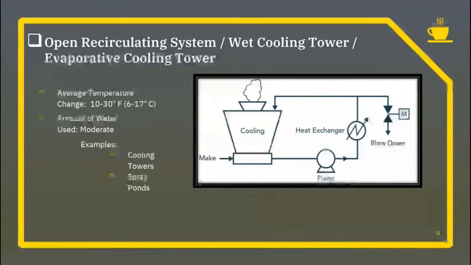And this system consists of three main pieces of equipment: the recirculating water pumps, the heat exchangers, and the cooling tower. The average temperature change is 10 to 30 degrees Fahrenheit or 6 to 17 degrees Celsius, and the amount of water used is moderate. For examples are cooling towers and spray ponds.